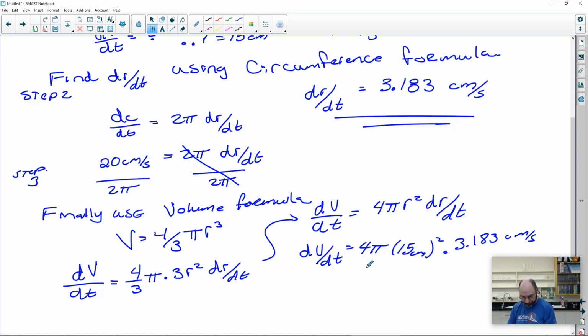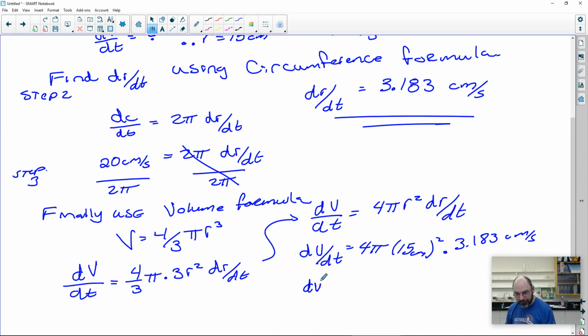So let's get our calculator out. 15 squared, 225, times 4, times π, times 3.183, equals. Okay, so I get 8,999.72. So it's about 9,000.